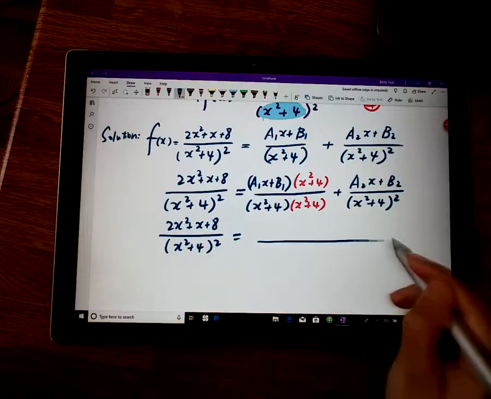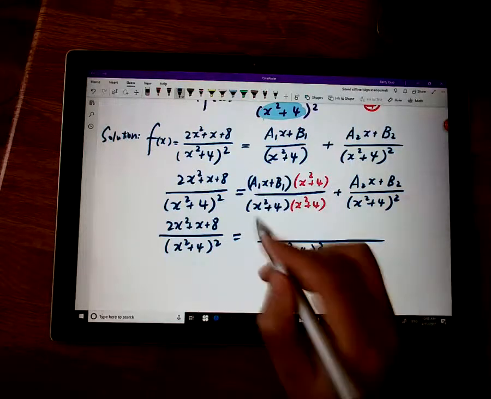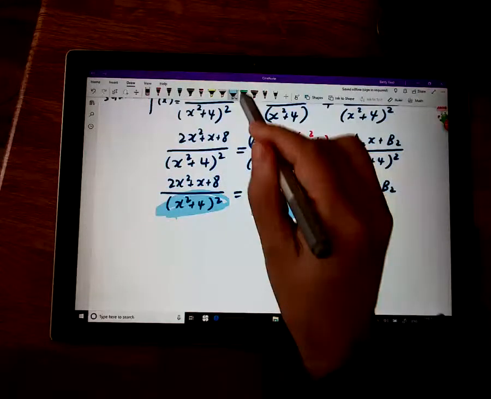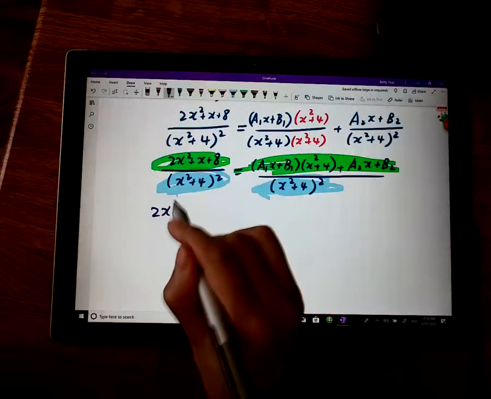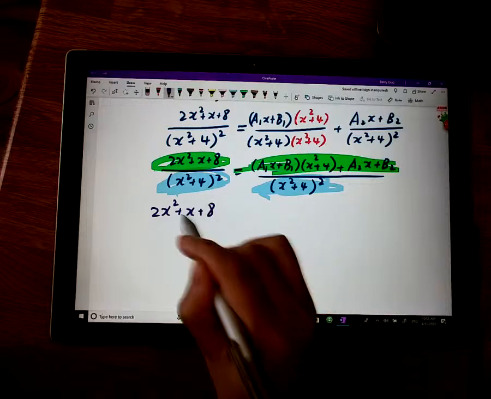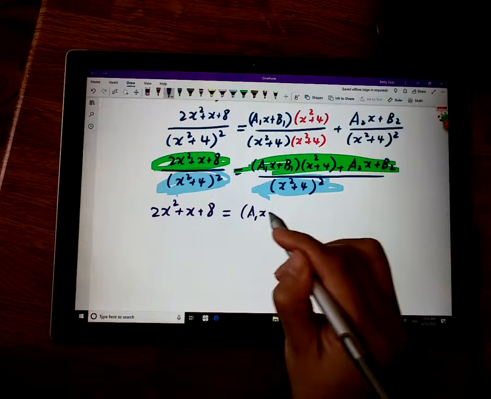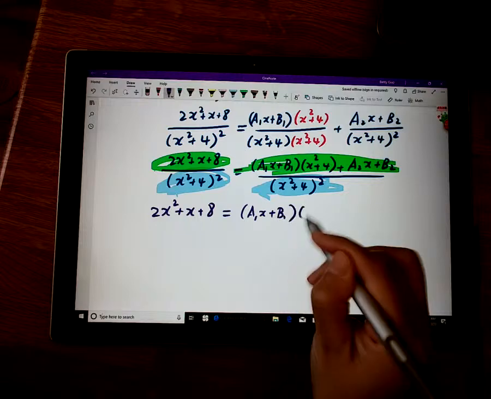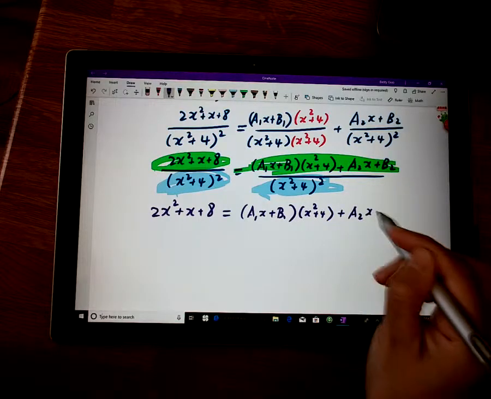Now they have the same denominators, right? We solve the top. They should have the same numerator. So let's equate the two numerators. 2x squared plus x plus 8 equals a sub 1 x plus b sub 1 times x squared plus 4, plus a sub 2 x plus b sub 2.